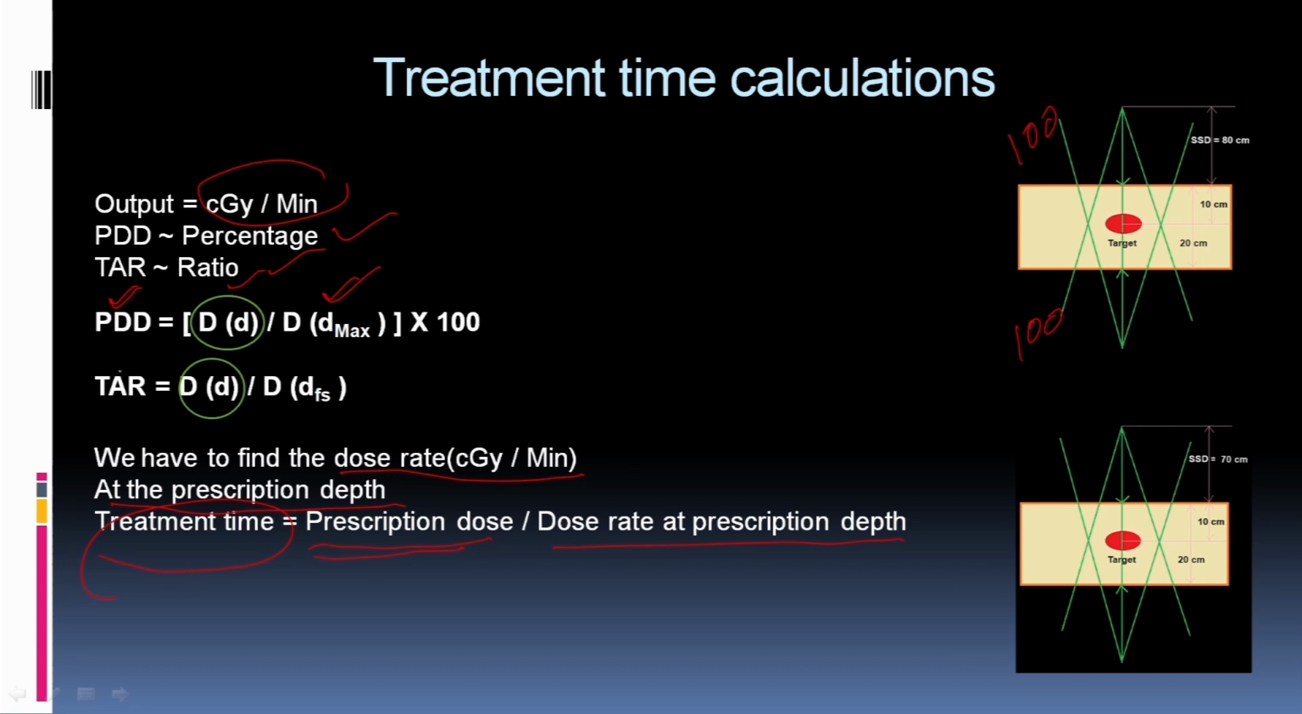we generate from our measurement, and similarly in SSD technique we know the TAR value from the table and we know the output of the SSD technique. So, we can find out this DD, this is the dose rate at prescription depth, and finally we need to calculate the treatment time, that is prescription dose per dose rate at prescription depth. So, this is the SSD setup and this is SID setup.